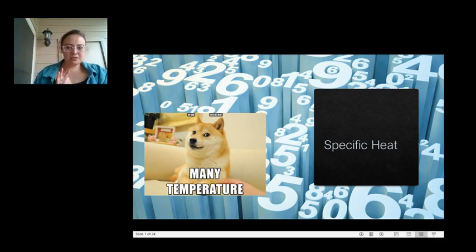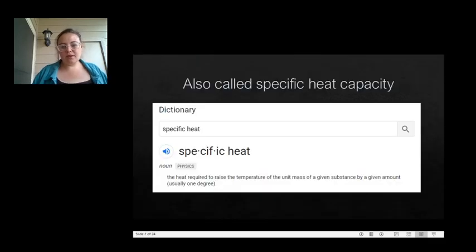Alrighty, we're going to talk about specific heat. We're going to talk about many temperatures, things getting hot, and there's going to be a lot of numbers. So specific heat, just the basic definition, is how much energy you need to heat something up 1 degree, given its mass.